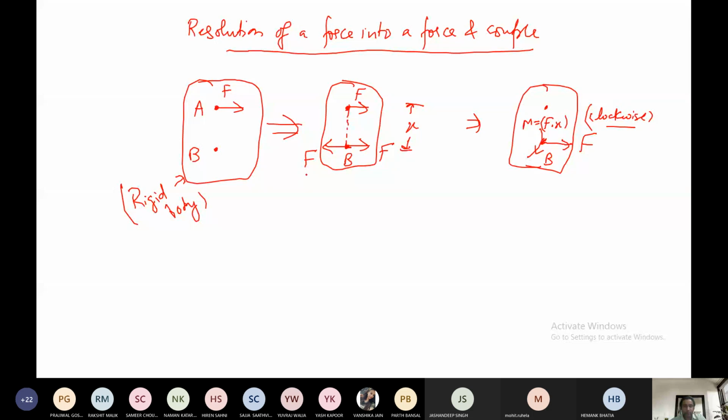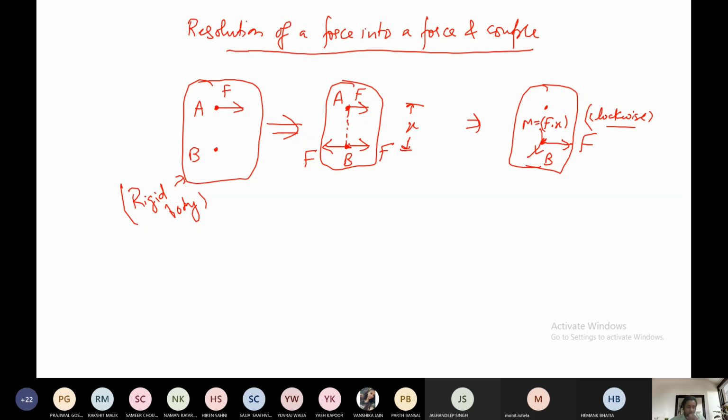We have taken a point B here, and the perpendicular distance, let us say, between these 2 points A and B is x. You have to make it very clear. I have introduced two equal and opposite forces F, each of the same magnitude, at the point B. This is point A. So at the point A, force F is acting.